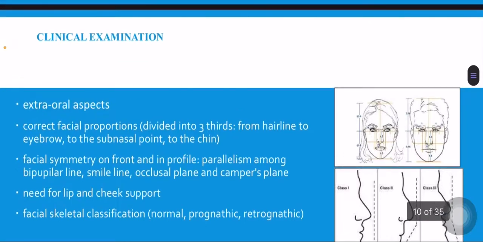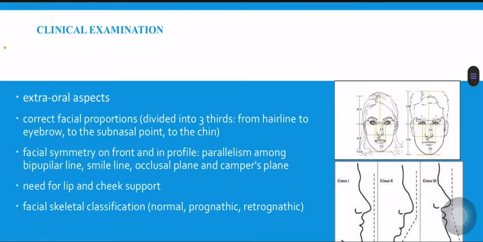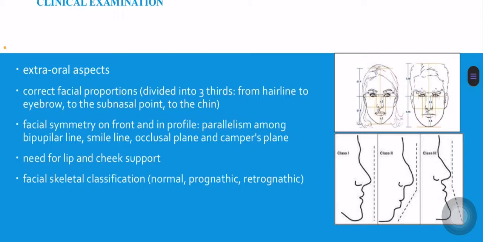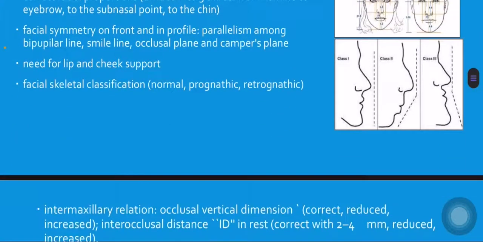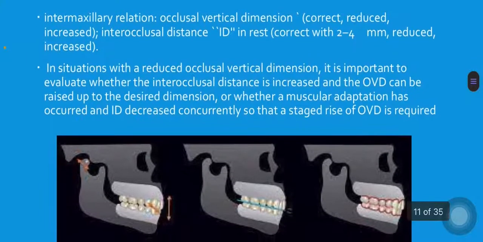Now, we have the clinical examination. This mostly concerns the aesthetics of the face, such as the face proportion and the facial skeleton classification, whether it was normal, prognathic, or retrognathic, the classes, class 1, 2, 3. It also concerns facial symmetry. Now we have the intermaxillary relationship, whether it was correct, reduced, or increased. Of course, the average is 2 to 4 millimeters.